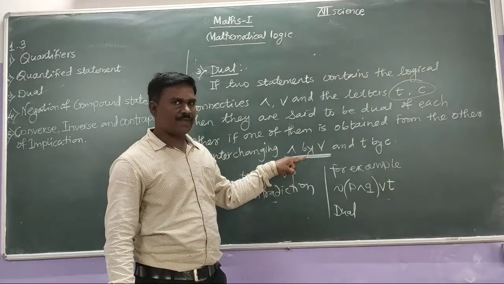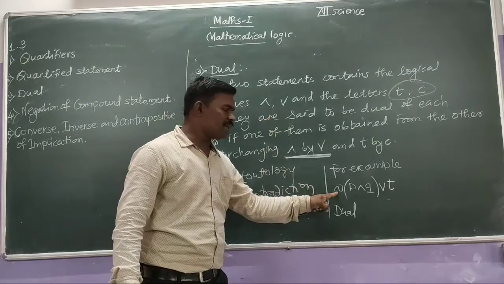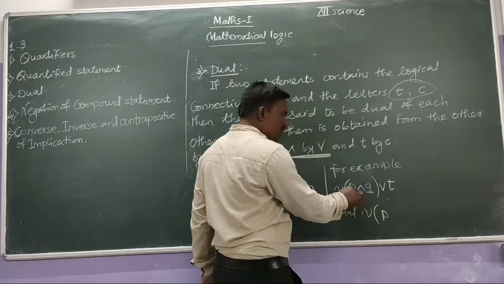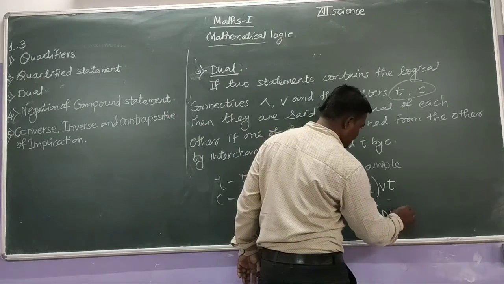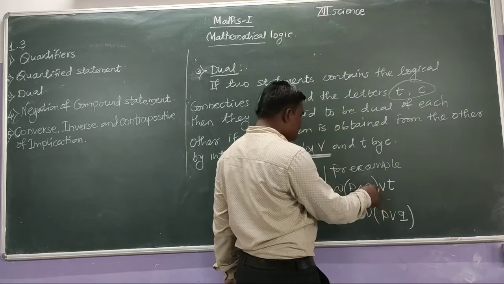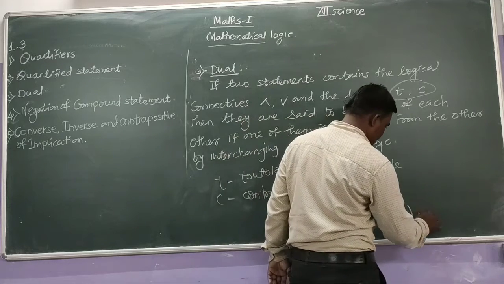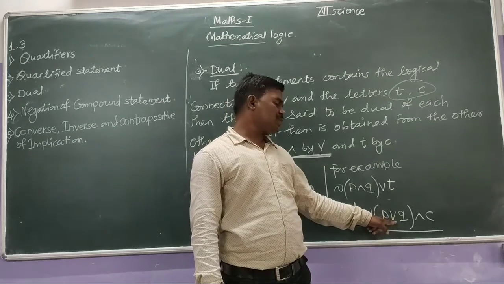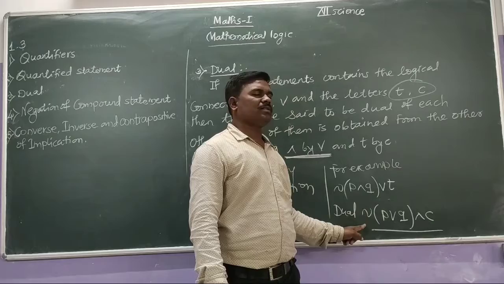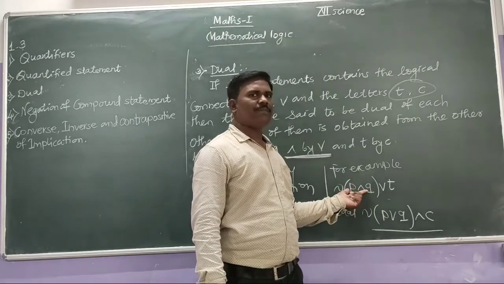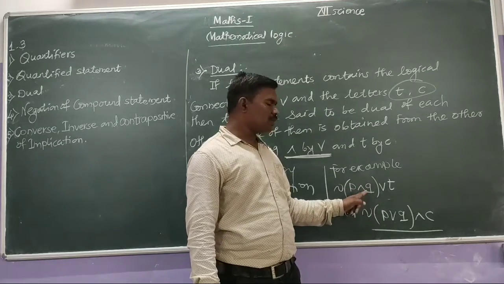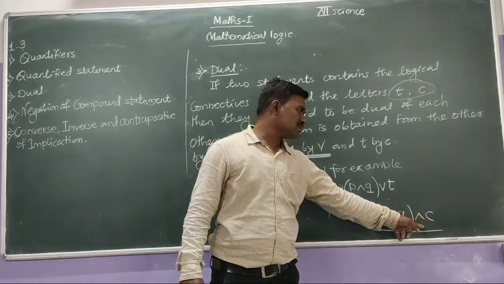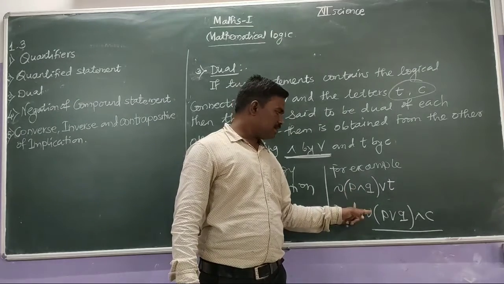We only interchange the connectives, conjunction and disjunction. If a negation is present, the negation stays as it is. Therefore, negation of in bracket P conjunction Q is replaced by disjunction, Q as it is, disjunction replaced by conjunction, and T replaced by C. Therefore, the negation of in bracket P disjunction Q, bracket complete, conjunction C is the dual of this statement pattern, and both are the dual of each other.